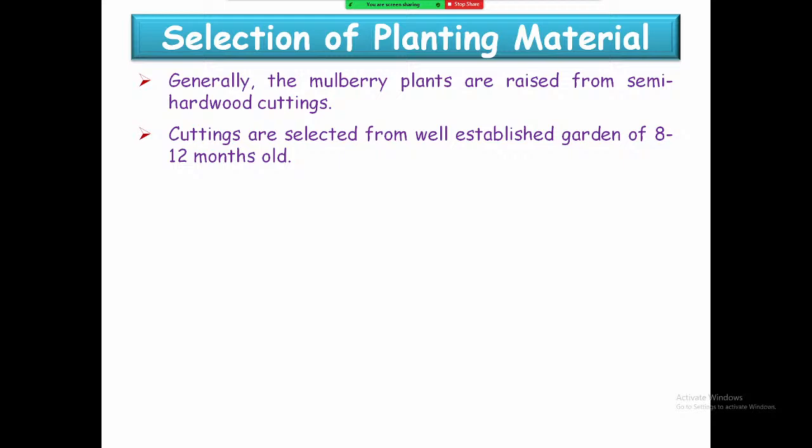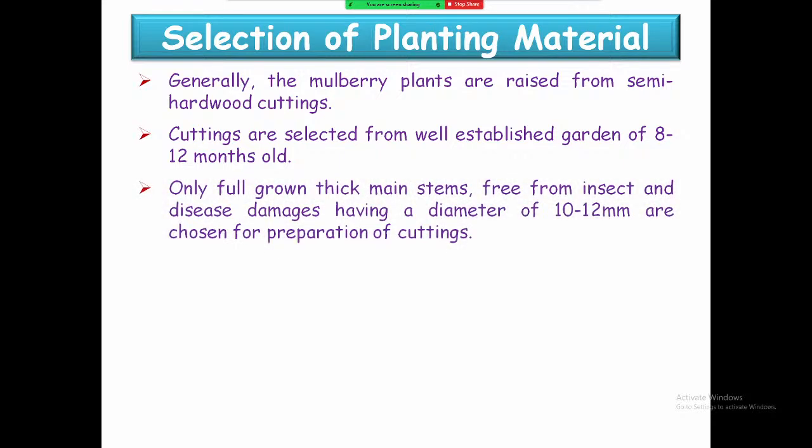असं गार्डन सिलेक्ट करायचं आहे. Okay, then only full grown thick main stems. You can select only full grown thick main stems which are free from insect and disease damage. Okay, and the diameter of that cutting, that stem, is from 10 to 12 millimeter.